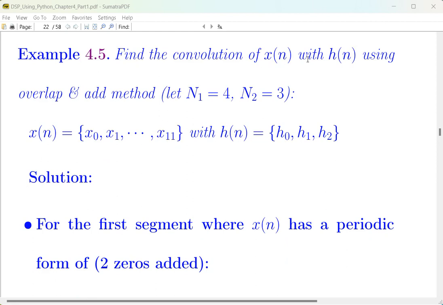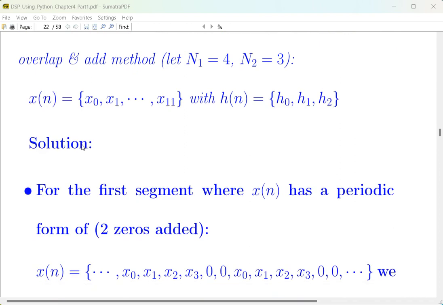Find the convolution of x of n with h of n using the overlap and add method. Let n1 be equal to 4 and n2 be equal to 3. Okay, x of n is a stream starting from x0 up to x11. Of course, in practice, it's a lengthy one, but we want to learn the idea. With h of n being equal to h0, h1, h2. Please write it down here, or later pause the video and carefully study the idea. Now the solution.